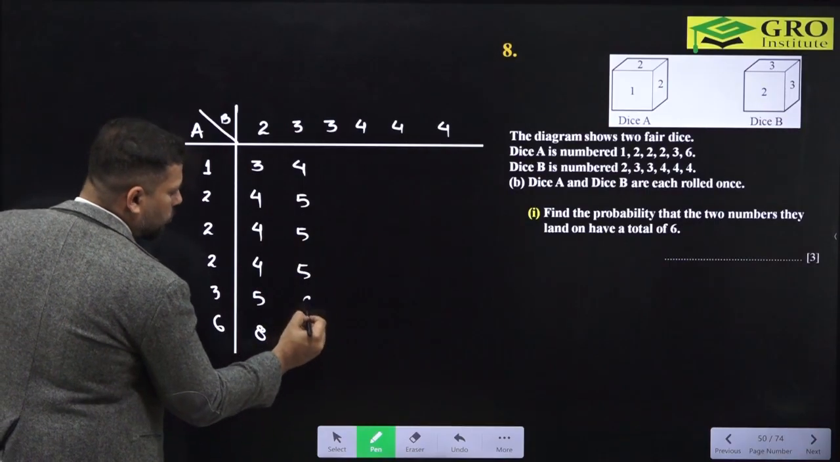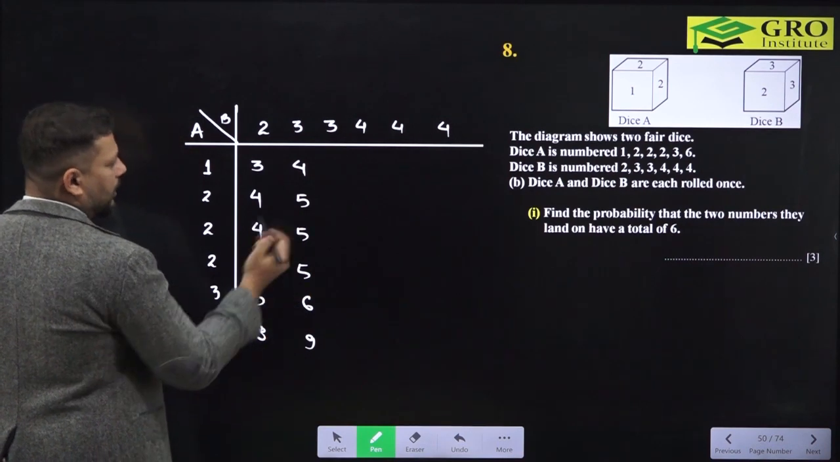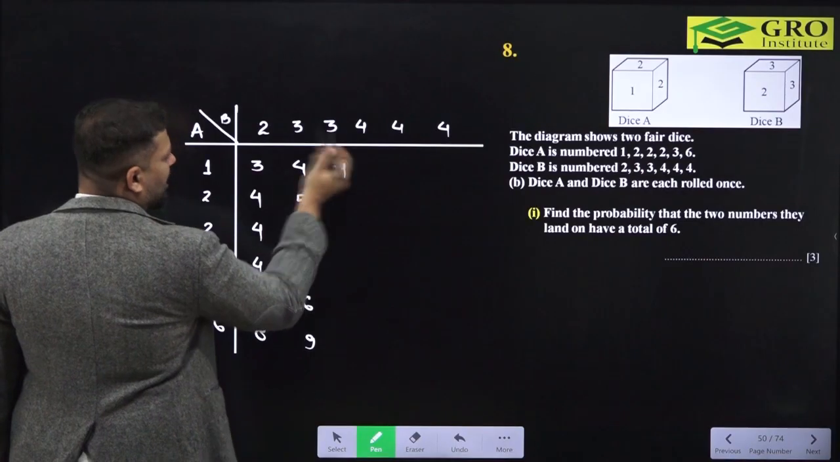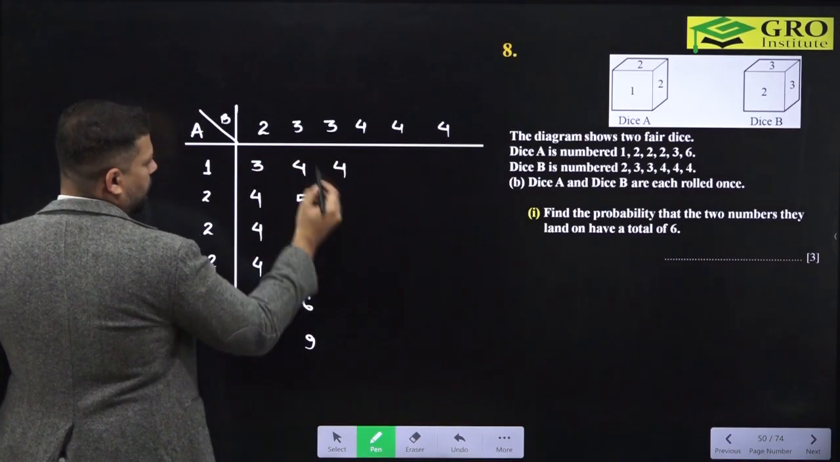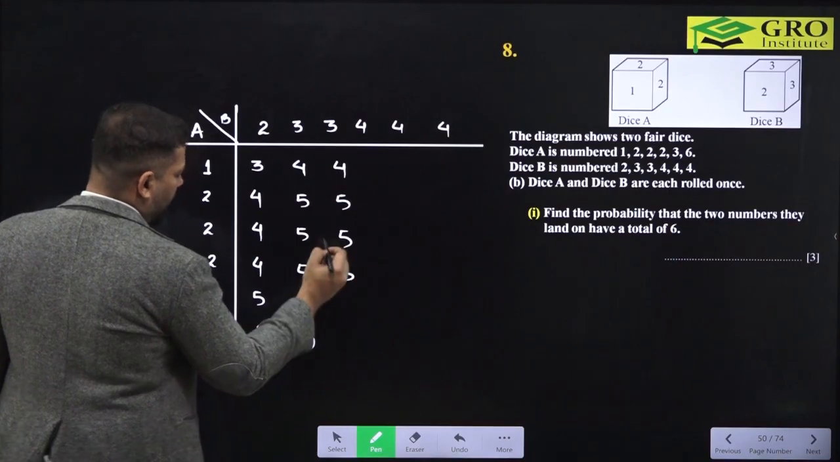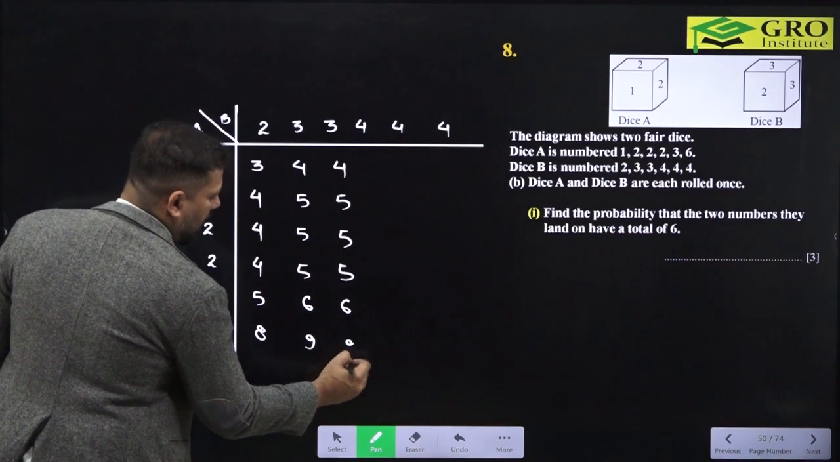3 plus 3 is going to give us a 6, and 6 plus 3 is 9. Let us quickly do it for everything. 1 plus 3 would be 4. I guess this will repeat because it is going to be the same. 2 plus 3 is 5. Then again 5, one more 5, then 3 plus 3 would be 6, and 6 plus 3 is 9.